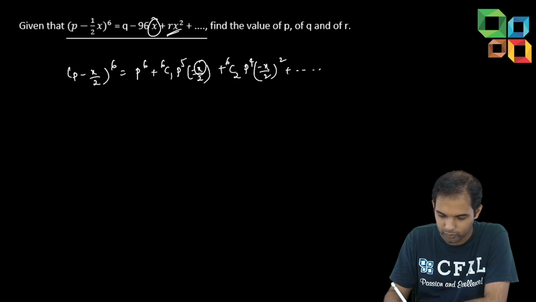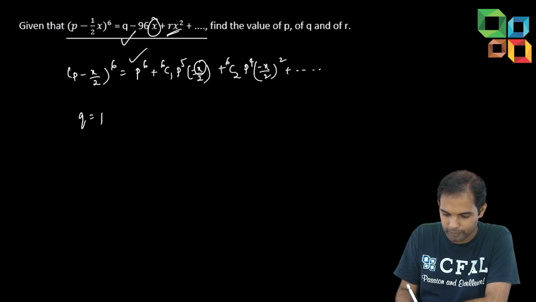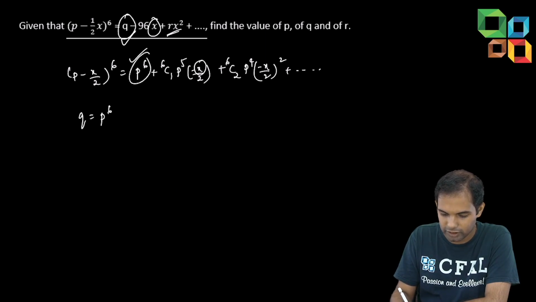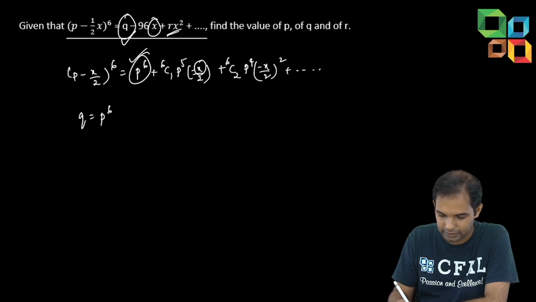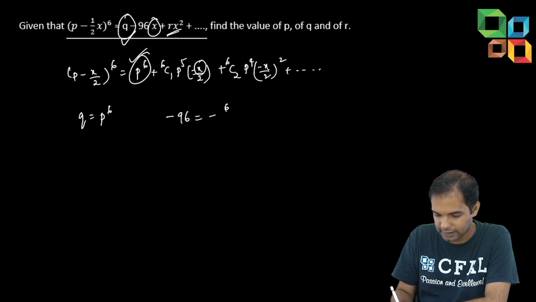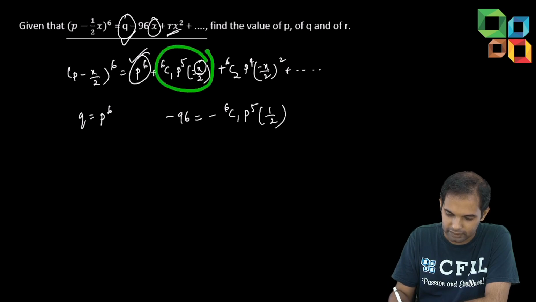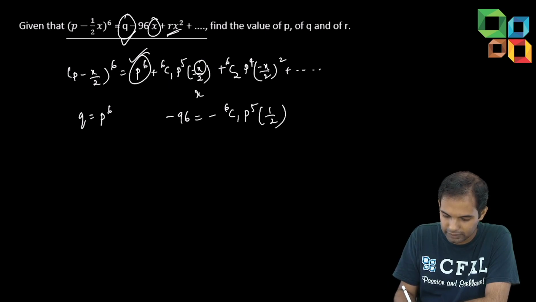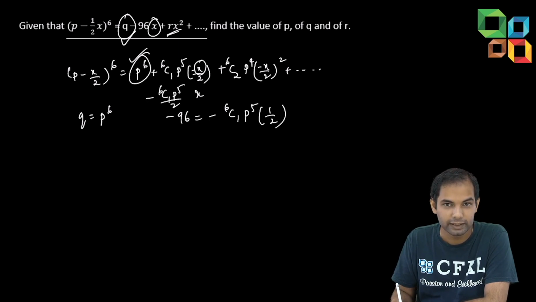Okay. Now, what do we know? Let us just equate these two equations. So I know that Q should be equal to P power 6 because this term should be equal to this term. Next, I know that minus 76 should be equal to, there's a minus sign here also, so minus 6c1 P power 5 into half. Why? That is the coefficient of x here. What is the coefficient of x? If I write x separately, minus 6c1 P power 5 by 2. Correct. That's all. The coefficients of x are equal.